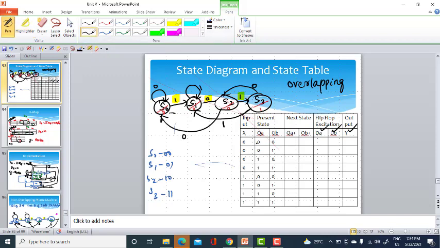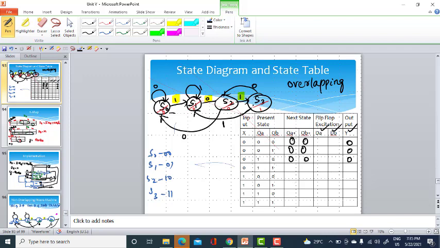So, the state assignment for S0, S1, S2, S3 is 00, 01, 10, 11. When your current state is 00 and your input is 0, you will be in the same state itself, and your output is also 0. And when you are in state S1, that is 01, and your input is 0, you will move to S2, but your output is 0. And when you are in state 10 and your input is 0, you will move to S0, so 00, and again your output is 0.